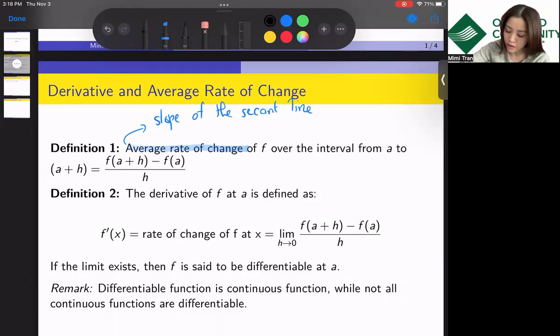Right, so let's see. If I have a graph, say it looks like this, say it looks like that. And here's my point C, and here's my point H, right? So the secant line is just the line that goes through those 2 points.